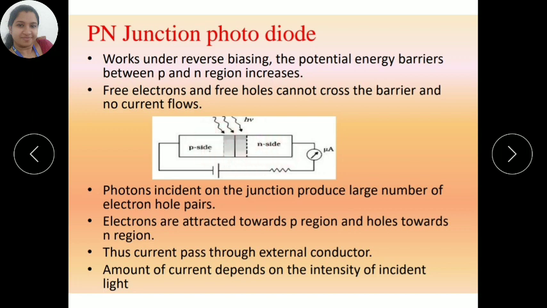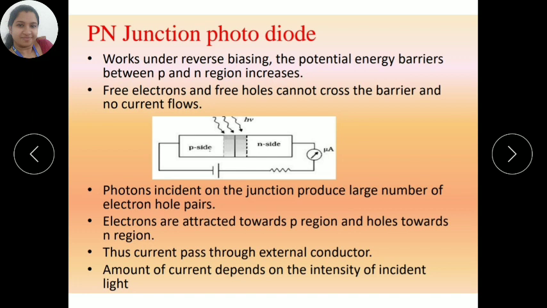At this time, when light energy or photons are incident on this layer, free electrons are released. When a free electron is released, a hole is generated. So by the flow of this electron and hole, a reverse current is developed through the circuit. That is the working of PN diode.